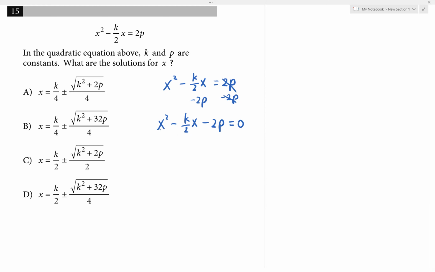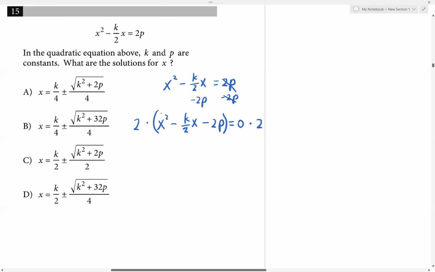So before we plug into the quadratic formula, it'll actually be easier if we get rid of the fraction first, because right now we have a k over 2. It'll be kind of difficult to work with all the fractions. So let's multiply both sides by 2. Multiplying by 2 will cancel out the 2 in the denominator.